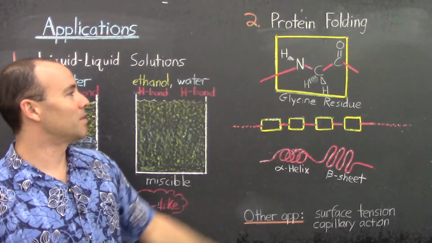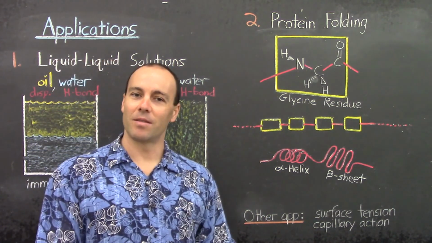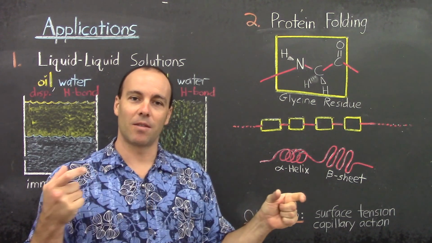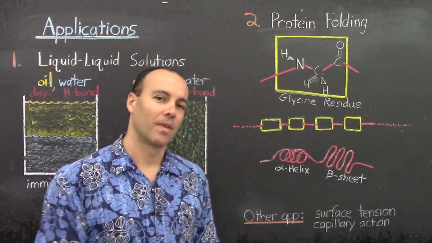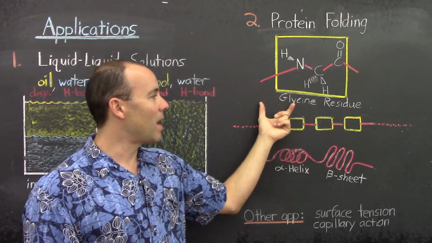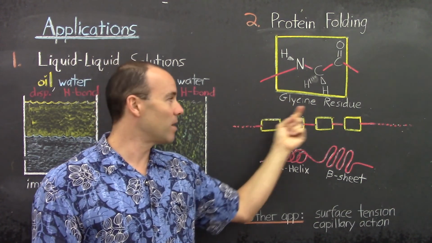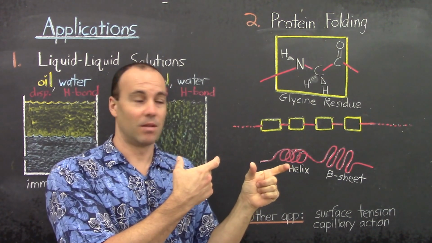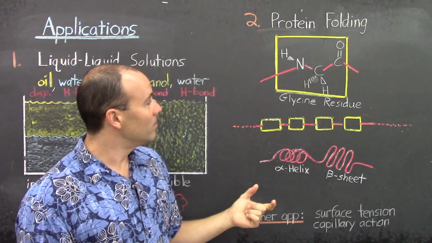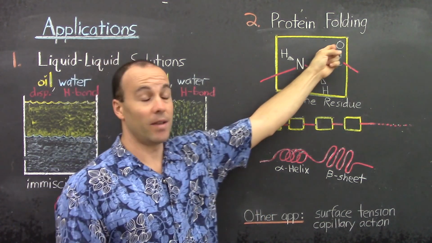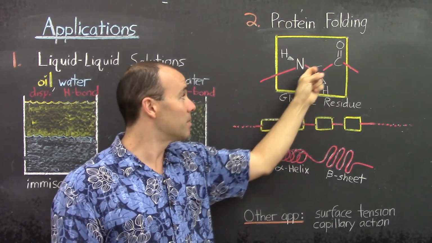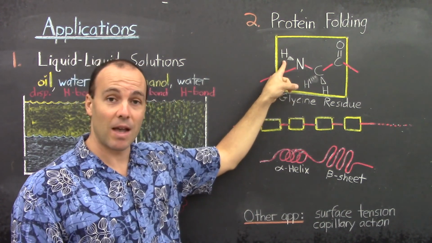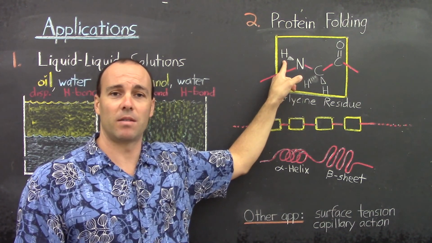The second application is protein folding. Now, proteins are long chains of amino acids that are connected together in a linear fashion. This is the amino acid residue glycine. The residue, it's what's left over after the amino acid connects to another amino acid. Okay? Now, amino acids have a couple of very electronegative elements, specifically the nitrogen and the oxygen. And this nitrogen, being connected to hydrogen, has the capability to hydrogen bond.